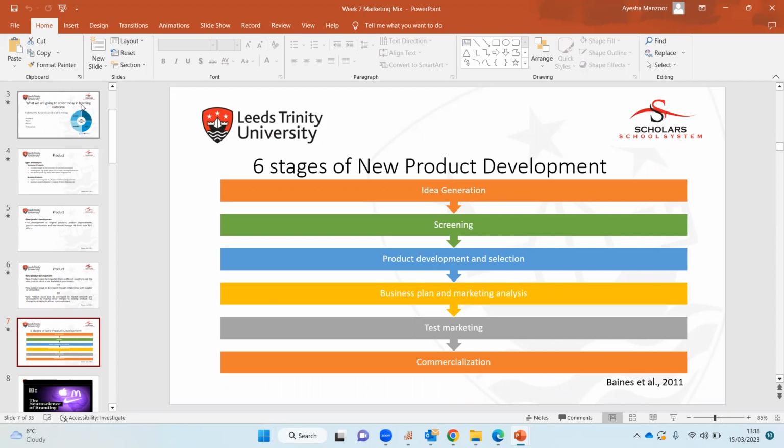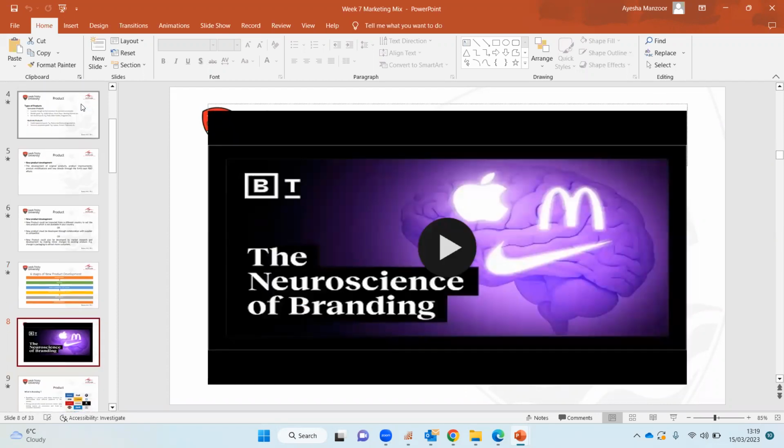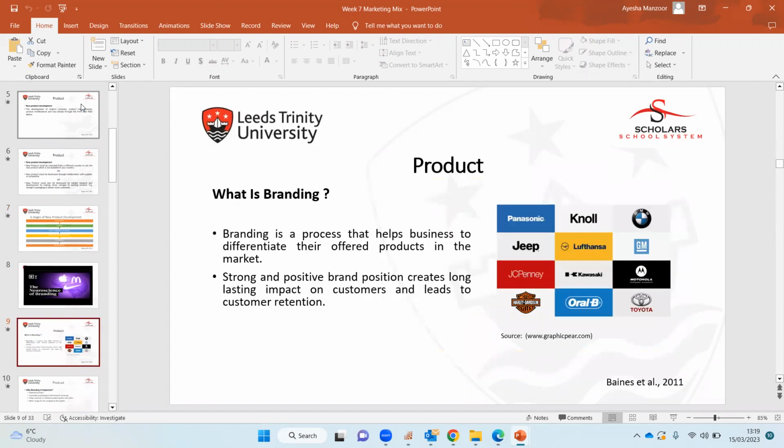There are 6 stages of new product development. First of all, the idea is generated, and then screening, and then product development and selection. A business plan is made. What would be the marketing analysis? Then test marketing, and then commercialize that product. Basically, in class, we discussed these 6 stages in detail by taking one example, and there is a video on the stages of product development. And then we discussed what branding is.